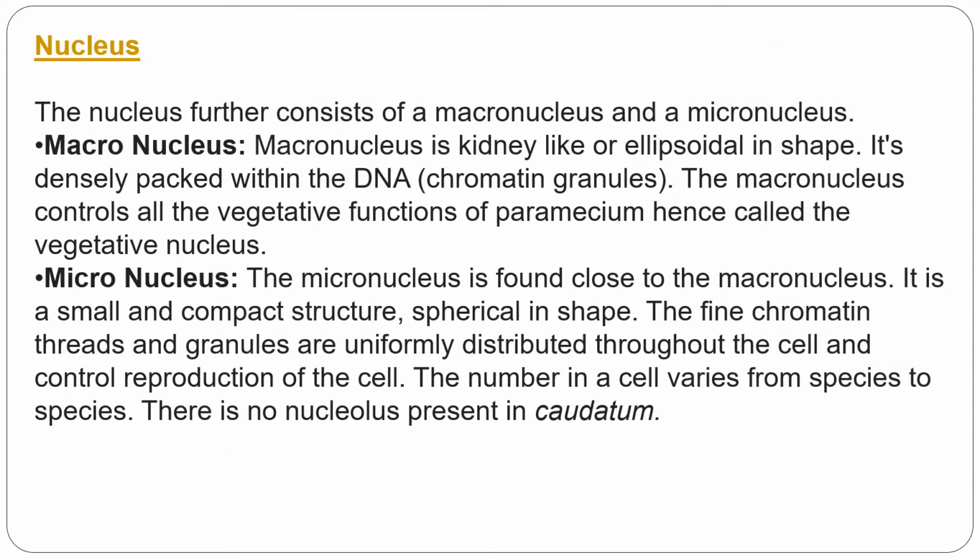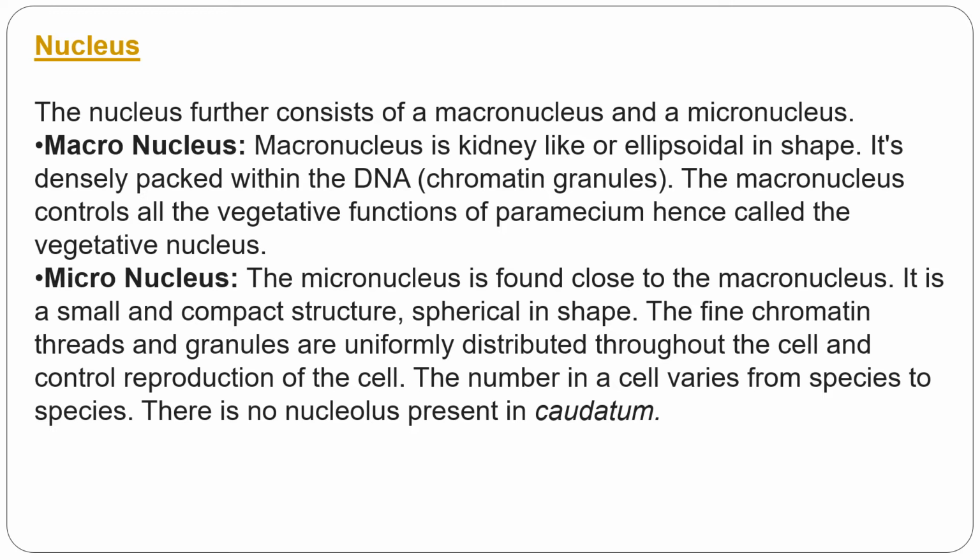The nucleus further consists of a macronucleus and a micronucleus. Macronucleus, a kidney-like or ellipsoidal in shape. It's densely packed with DNA chromatin granules. The macronucleus controls all the vegetative functions of Paramecium, hence called the vegetative nucleus.